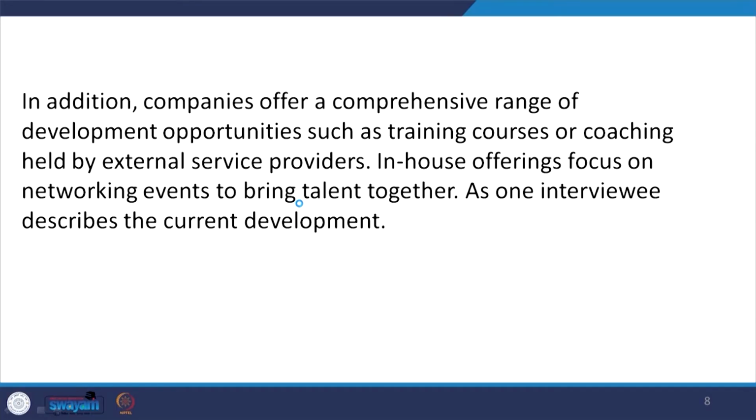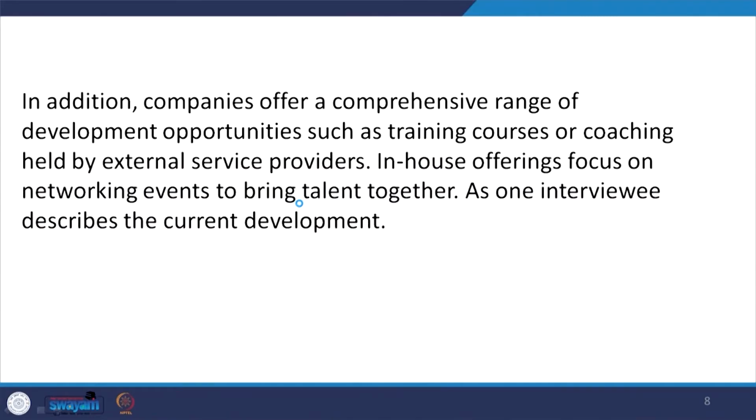In addition, companies offer a comprehensive range of development opportunities, such as training courses or coaching held by external service providers, like the headhunters. There are the headhunters, the coaches, the external consultants, and they are all making development opportunities and training courses. When we talk about these online programs, many of you might be working executives taking this particular program. In that case, these training courses, the coaches, and the external service providers are there, like the MHRD has done this.